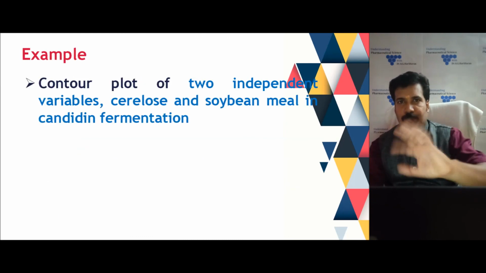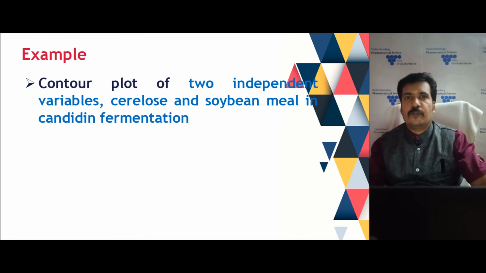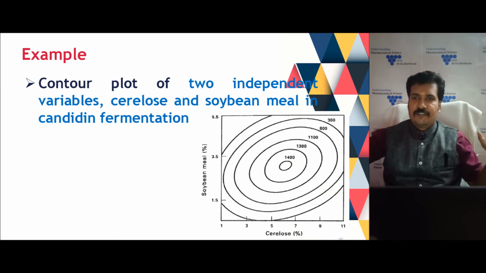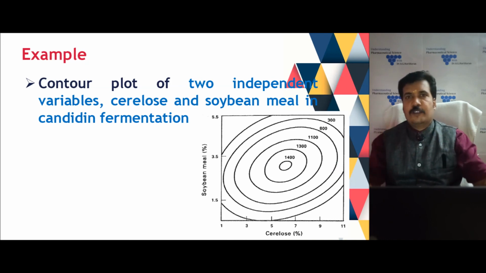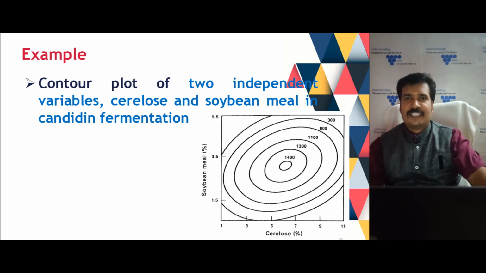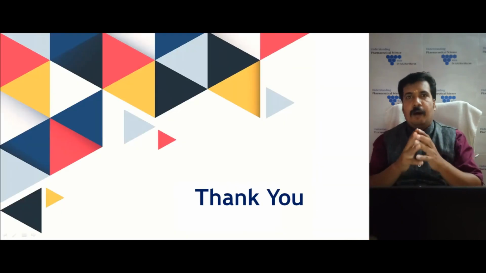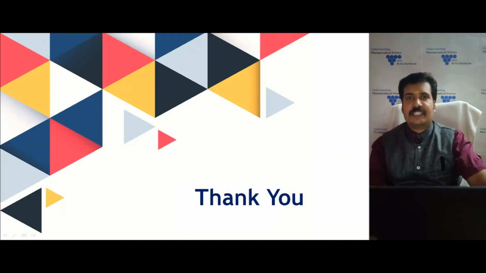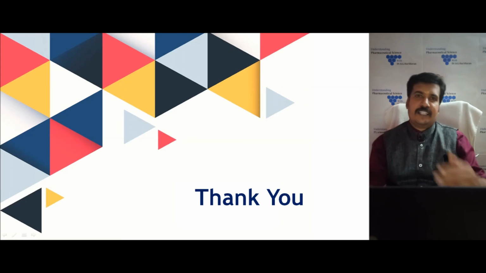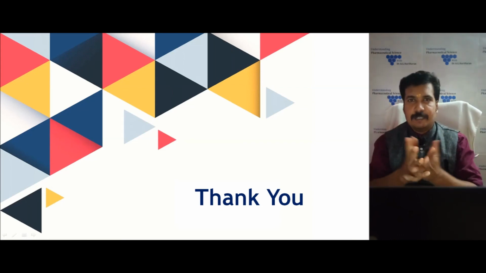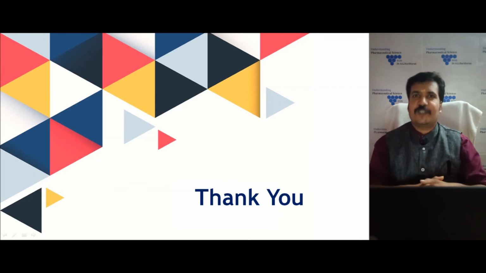I have shown this with a simple example. A contour plot was performed between two nutrients, that is cellulose and soybean meal, in candidin formation. If you see, once optimizing, we are shrinking the window until I get the optimized level. So this is all about the optimization method with this technique. You can understand better in my future lectures on other optimization techniques, especially the simplex method of optimization. Thank you very much.